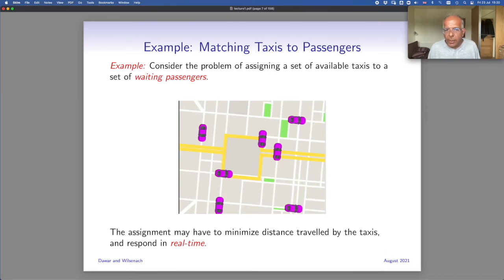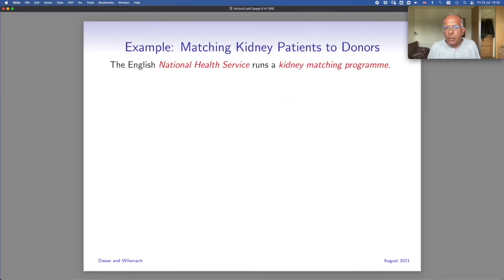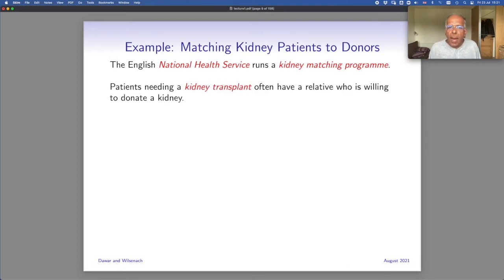I'll give you another example which looks very similar. In practice, it's a completely different application, but there is a common core. Now, in the National Health Service here in England, they run a kidney matching program. What does this mean? So you have patients who need a kidney transplant, and very often they will have a relative who's willing to donate a kidney.